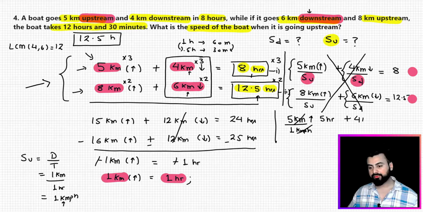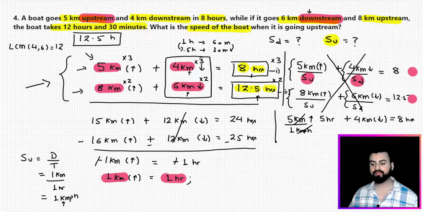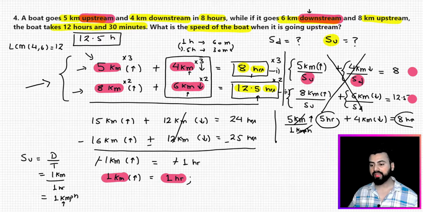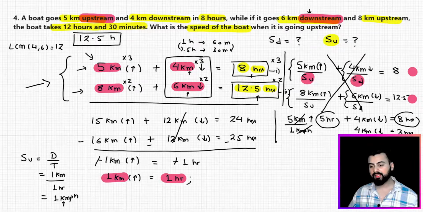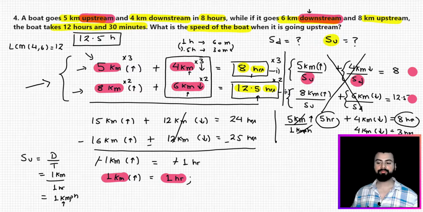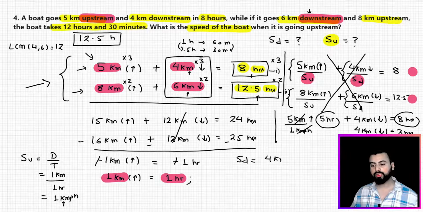It means this 4 kilometer downstream movement must have been completed by this boat in how many hours? Simply remove this 5 from 8. It means in 3 hours. So in 3 hours, the boat has traveled 4 kilometer downstream. So would you be able to calculate speed downstream? How do we calculate speed downstream? You would say the distance value is 4 kilometer. And how much time? 3. So this is going to be 1.33 kilometer per hour.